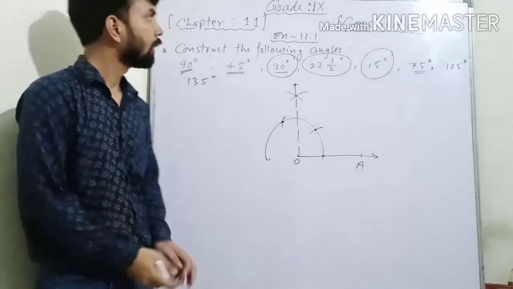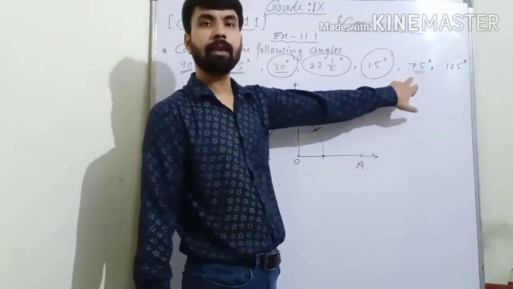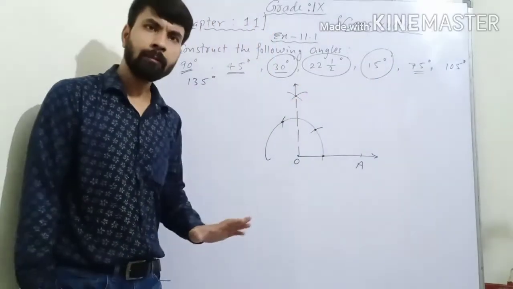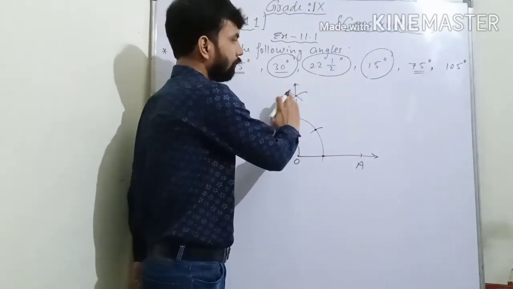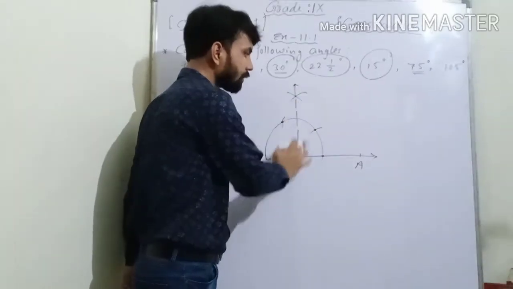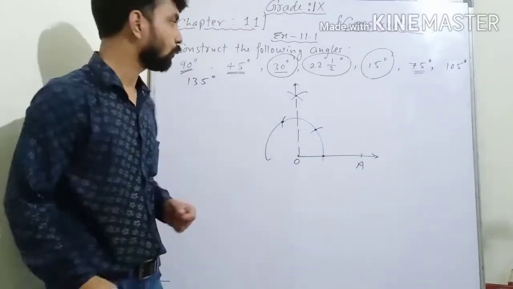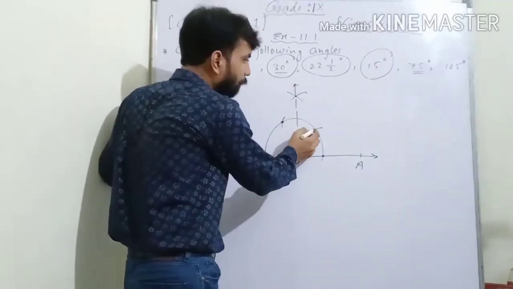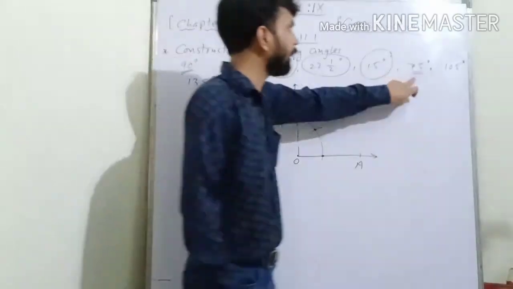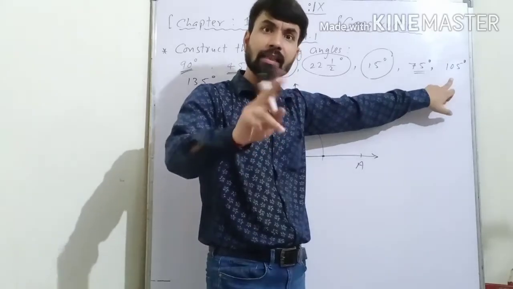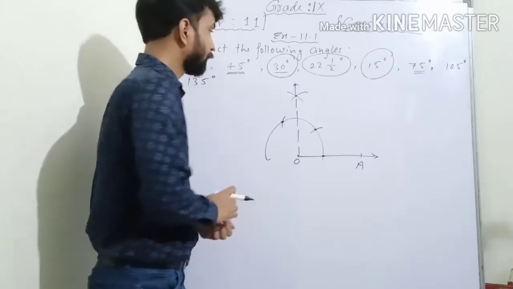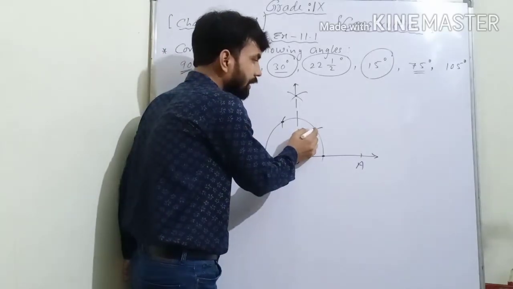This is 90. Now we have to draw 75 degrees, because 75 degrees is smaller than 90. So this angle will be on the left side of this 90-degree angle. So what can we do? Now put your compass at this point. Pay more attention here. 75 degrees and 105 degrees are nearly the same. Only the difference is, just pay attention here. Put your compass at the 60-degree point.